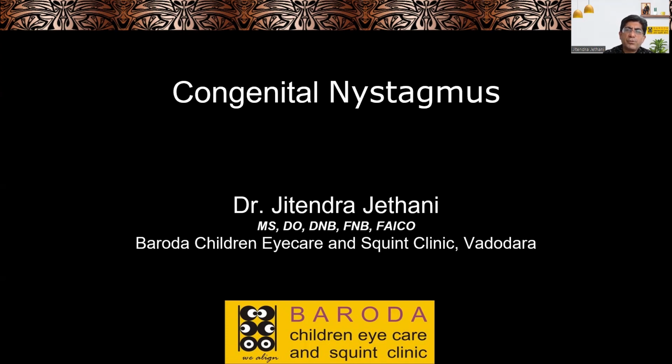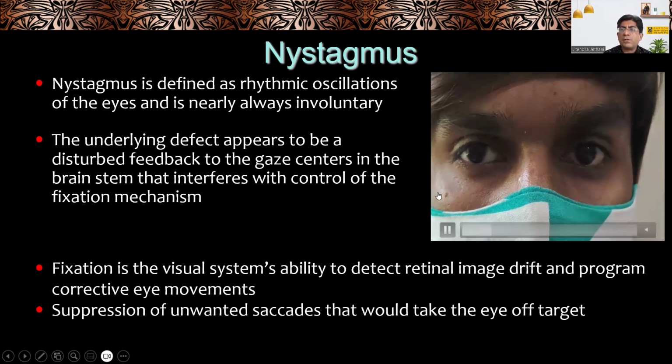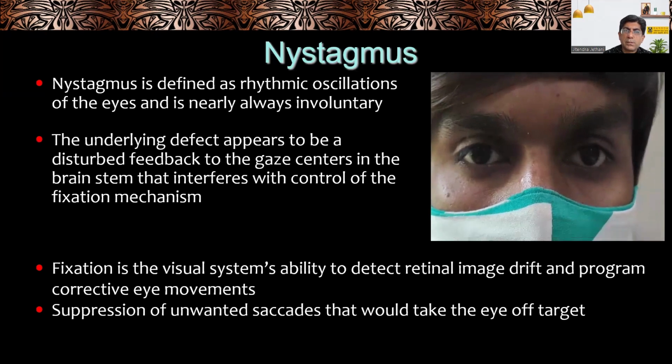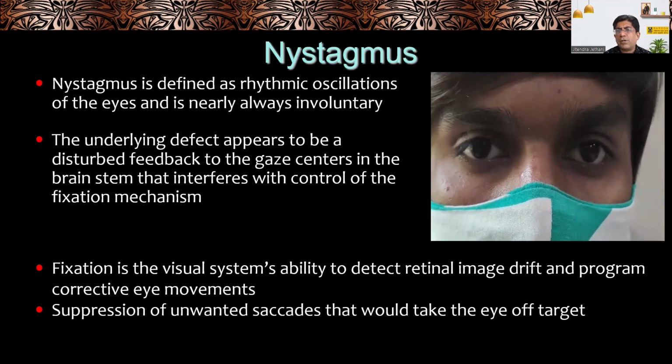Now, first and foremost, when we talk about nystagmus, what exactly is nystagmus? Nystagmus is defined as rhythmic oscillations. So, it is not unwanted movements. They are purely rhythmic oscillations of the eyes, and they are normally always involuntary. They can be voluntary in some cases.